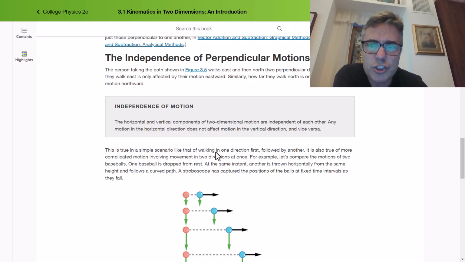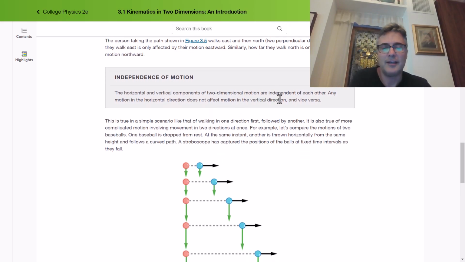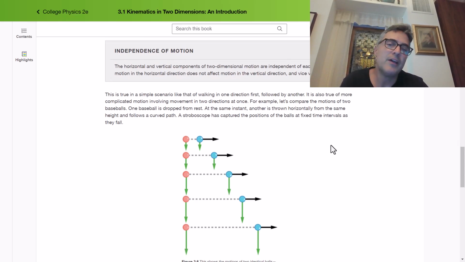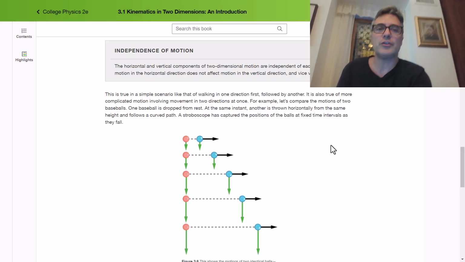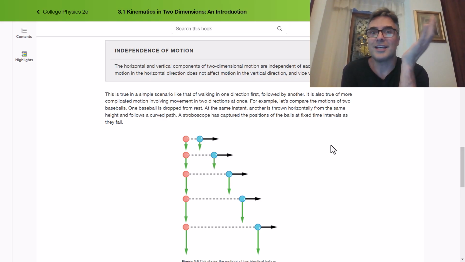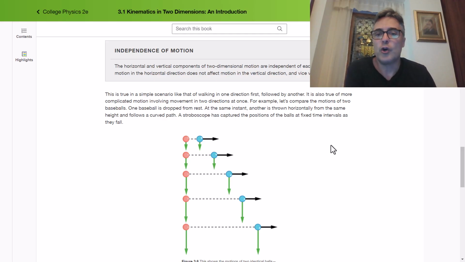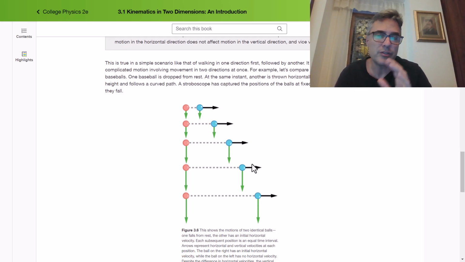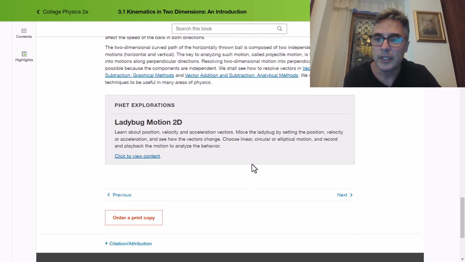Independence of motion is, well, it's not very clear what they mean by horizontal and vertical components of two-dimensional motion being independent of each other. I think all they mean is that we're going to get into Newton's second law, which says that the acceleration is caused by the force. What that means in two dimensions is that the x component of the acceleration is only dependent on the x component of the force, and the y component of the acceleration is only dependent on the y component of the force. So you can split these two things up when you're doing your analysis.